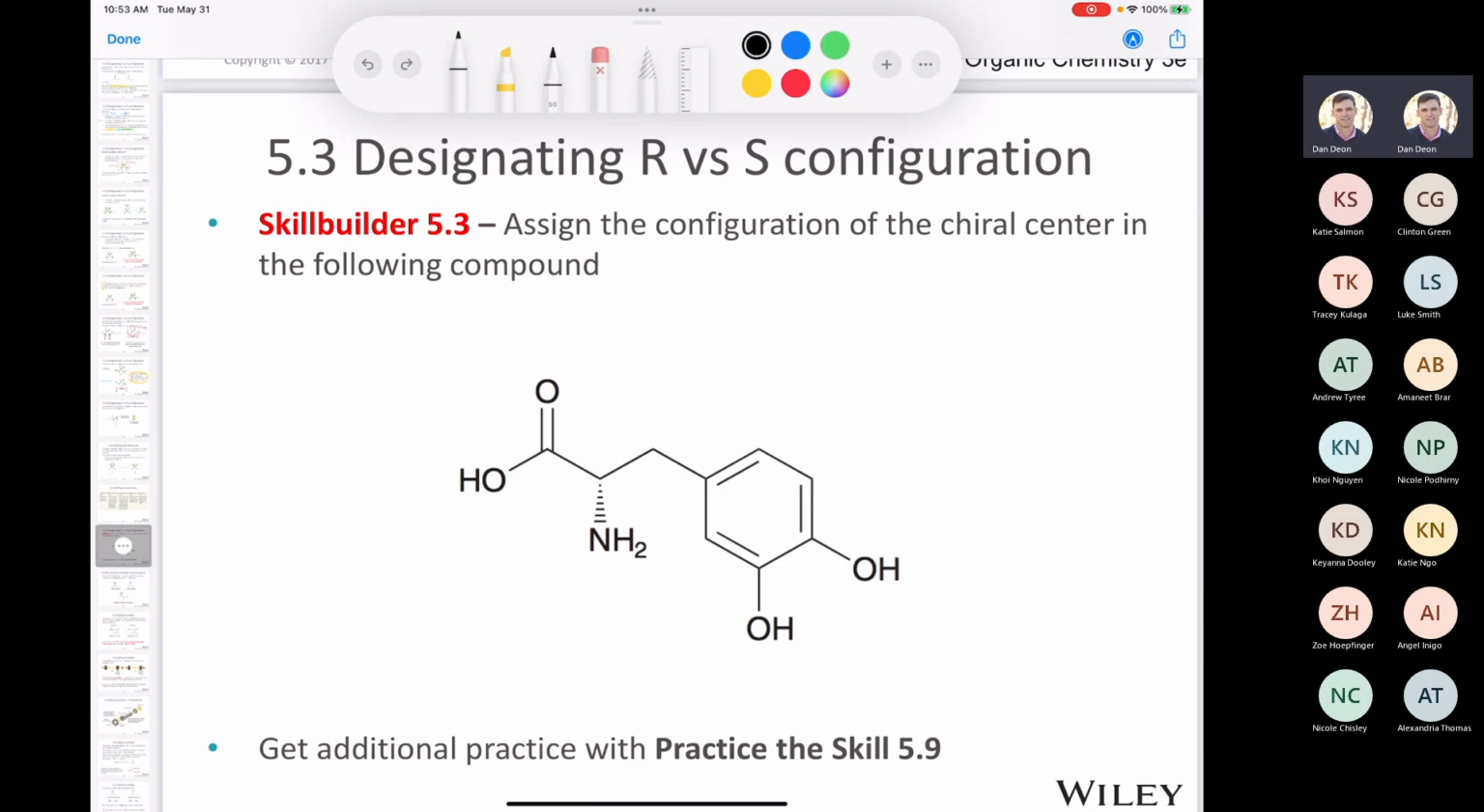This is the structure of L-Dopa. So if you've ever wondered about L-Dopa, here's its structure. There's one chiral center in the molecule. We have the hydrogen coming out towards us like this. I'm going to give you a second. Could anybody tell me if this chiral center is R or S? Anybody? I'll give you a second to try it.